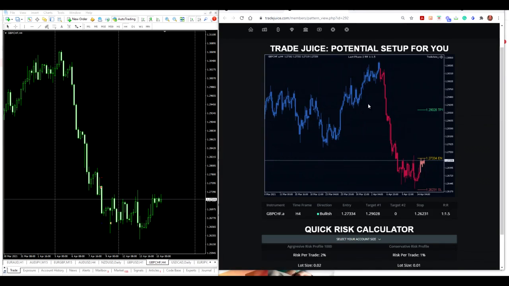Let's see what the chart looks like. It looks identical to mine. That's where the entry point should be. The take profit target is there. And the stop loss down here.